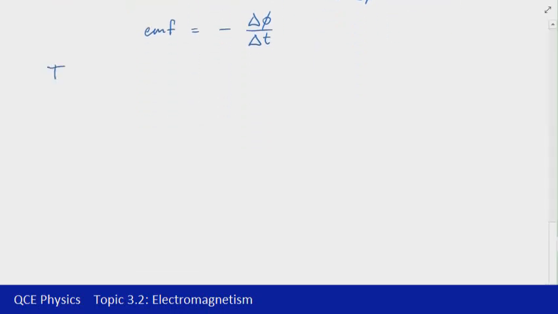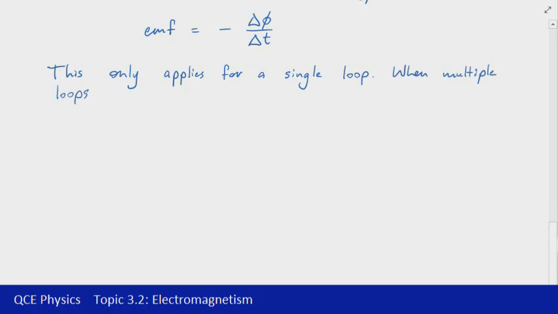There's one more small step that we need to consider, and that's the case that this particular equation only applies for a single loop. So in the diagram above we had one single loop through which current could flow, but we need to consider a situation where multiple loops can be involved. And so if we had multiple loops, all we need to do is multiply that by the number of loops.